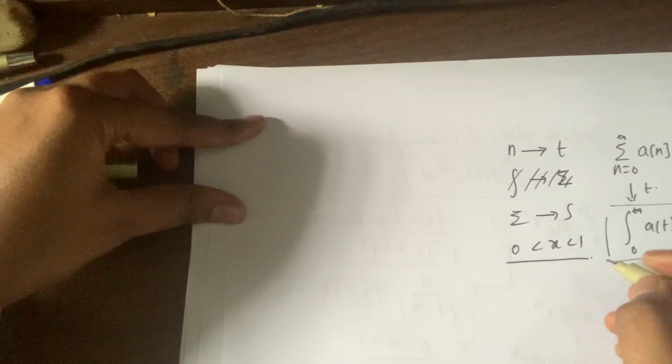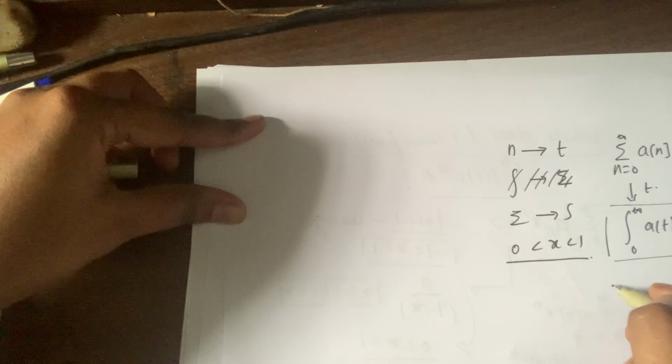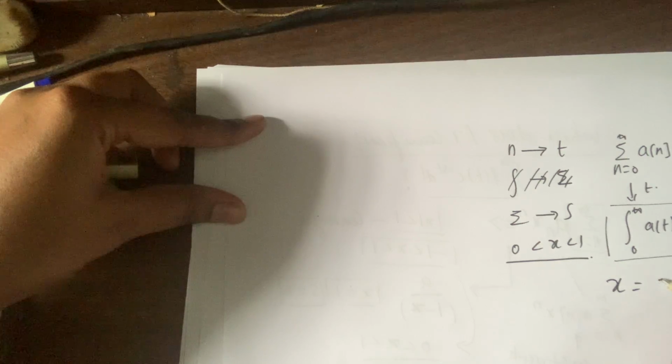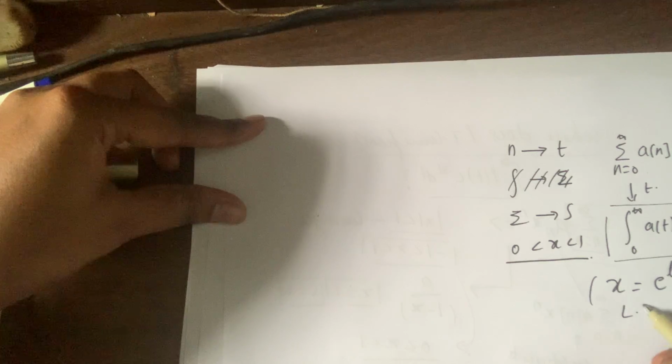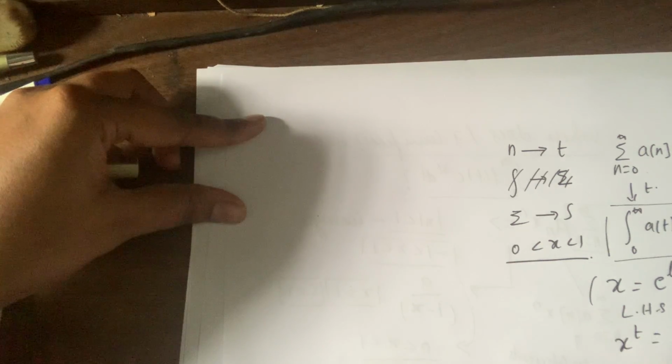So given this, we know we can rewrite x as e to the power of ln x, with ln to the base e. And if you apply the power of t on both sides, on LHS and RHS, we get x to the power of t as e to the power of ln x times t.